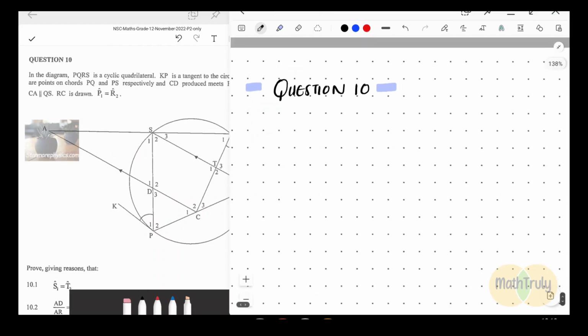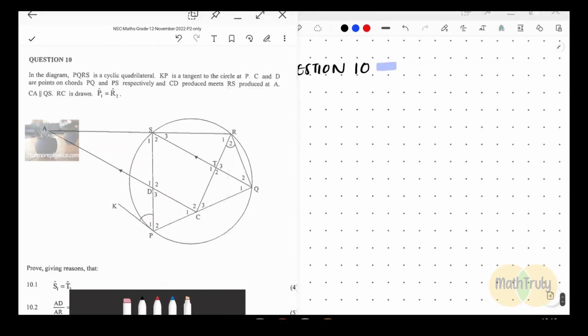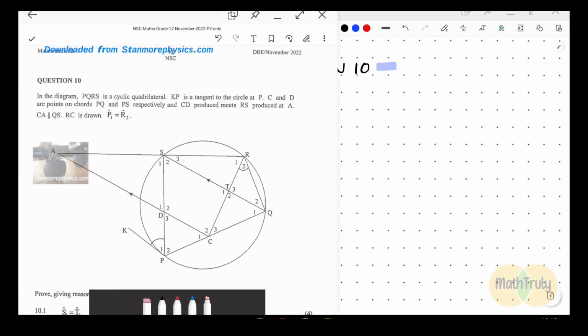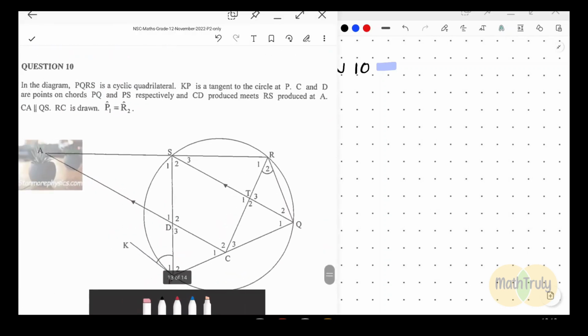Okay, so question 10 is the last question of this paper. So this is what we have been given in this question. They tell us that in the diagram, PQRS is a cyclic quadrilateral. KP is a tangent to the circle at P, and C and D are points on the chords. KP is a tangent to the circle at P, so here's KP being a tangent at P. C and D are points on the chords PQ and PS, so those are just points on the chord.